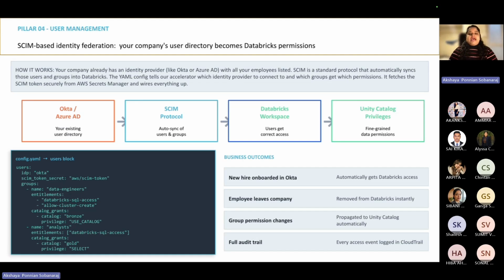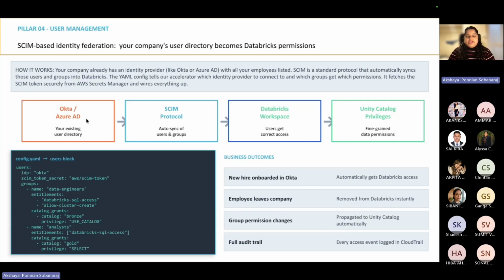And user management, as I told you, is one important aspect. We provide a config YAML, and in it we get user specific details too, but it is always better to directly integrate their IDP like Okta or Azure AD. So if an employee is listed there, they'll be directly added as a user in the Databricks account as well. And if an employee leaves the company, they will directly be removed. Group permissions will also be changed accordingly, and it will be propagated to Unity Catalog.